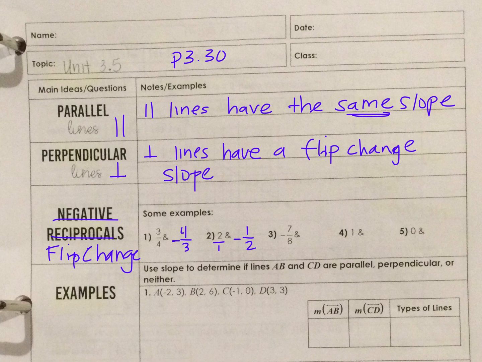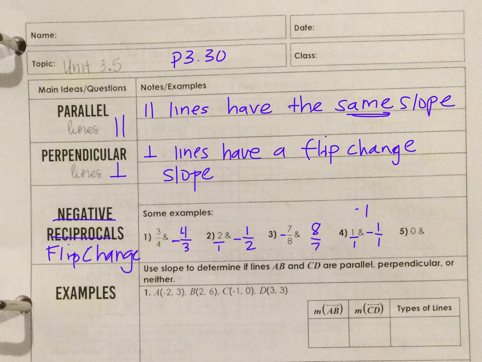Number 3, I'm going to flip it to be 8/7. This one's already negative, so I'm just going to leave that one positive. Number 4, I have to make it 1/1. When I flip it, it's still 1/1, but the first one's positive and mine would be negative. You could also just write -1. That would be the same thing.